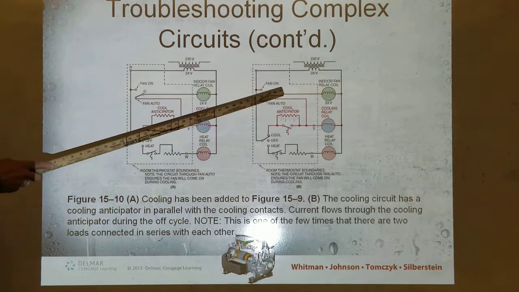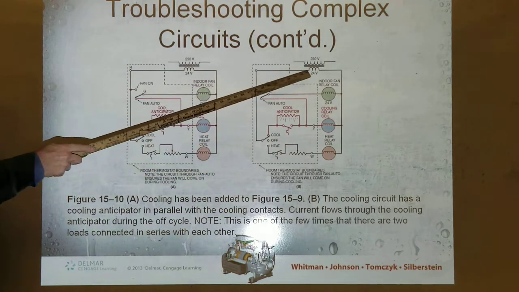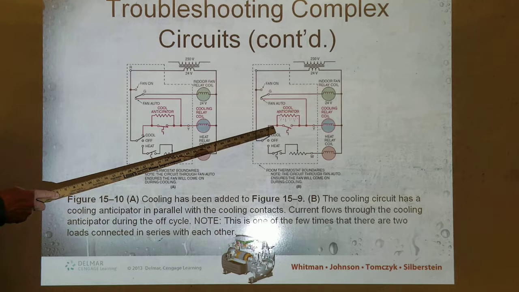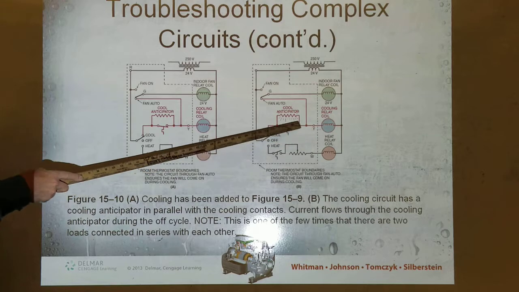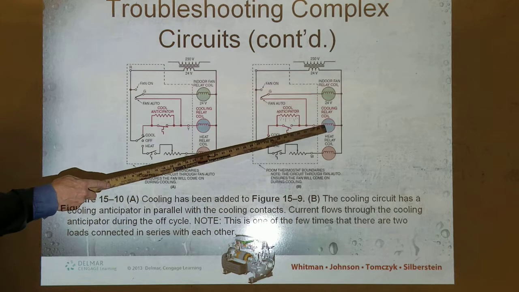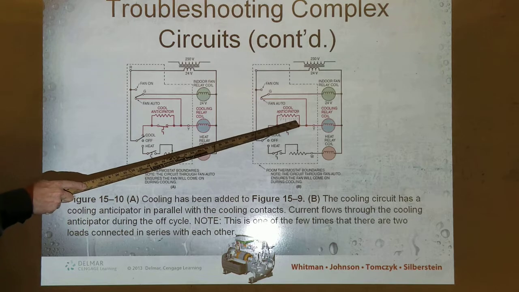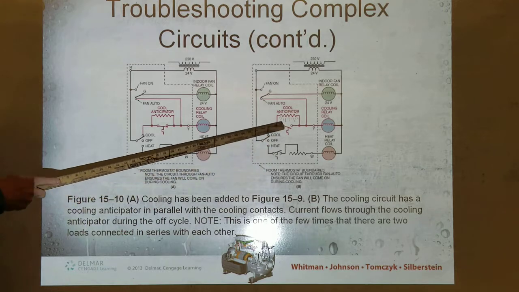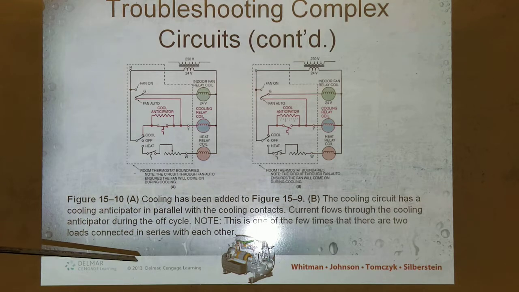Okay, so this is what happens in the cooling mode when the unit has cycled off. When it's satisfied its temperature, comes down through here, same circuit, right? Temperature has dropped and it's opened the cooling coil, and it's also opened the fan coil, so nothing's running here, except the cool anticipator. See those little lines right there? Those are heat lines. So it generates a little bit of heat to throw that thermostat a little bit off, okay?